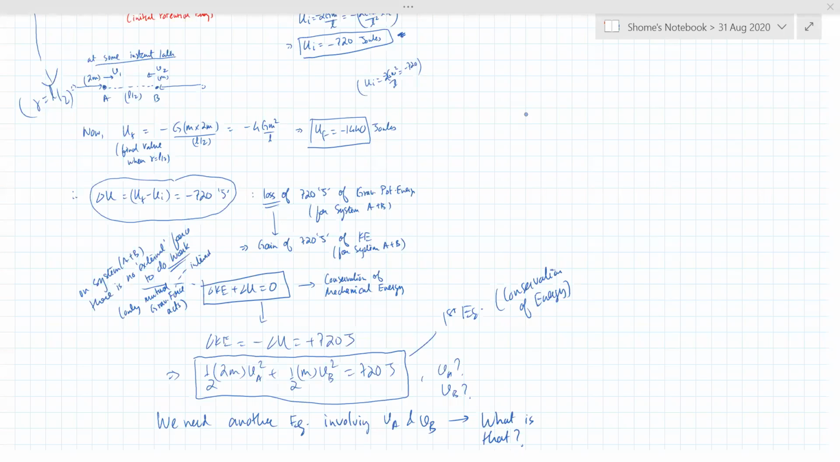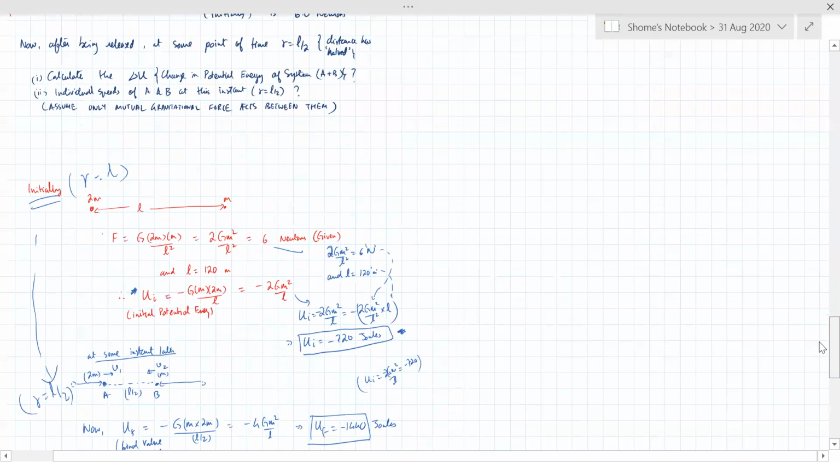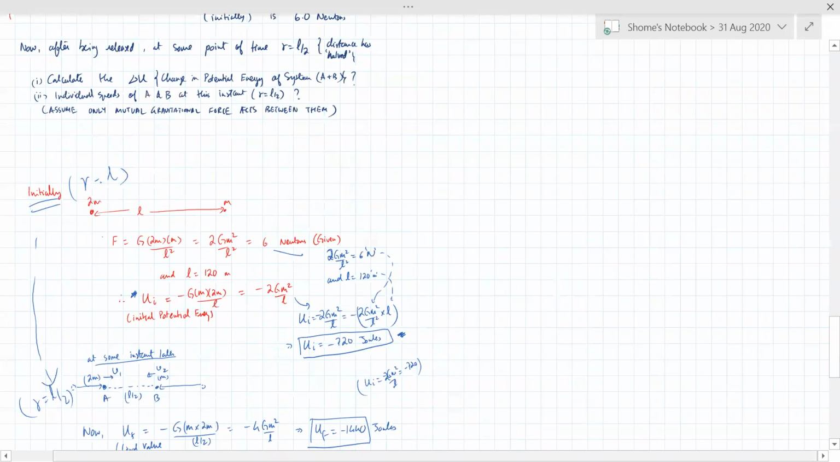So any other concept, any other idea that we can apply about the system over here? I'll give you a hint. We had just stated this fact about the system, that it is a system where there's no external force acting. We just wrote this down somewhere, that this system has no external force acting on it.